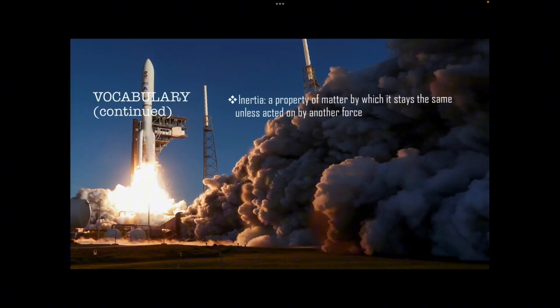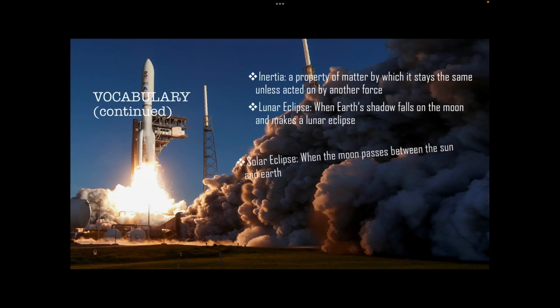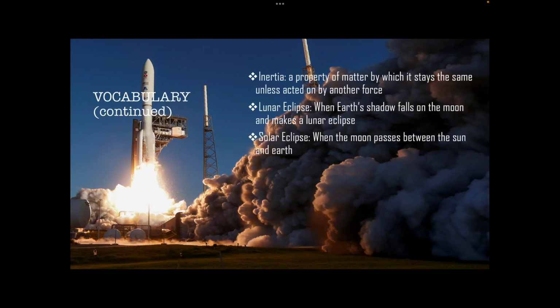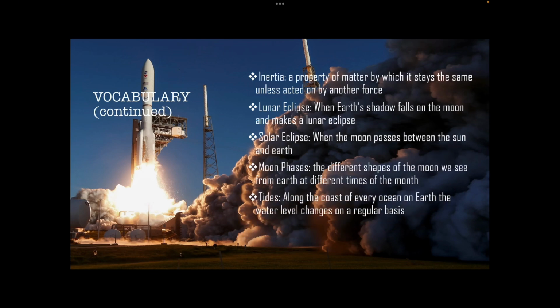Vocabulary continued. Inertia is a property of matter by which it stays the same unless acted on by another force. A lunar eclipse is when Earth's shadow falls on the moon. A solar eclipse is when the moon passes between the Earth and the sun. A moon phase is the different shapes of the moon we see from Earth at different times of the month. Tides are along the coast of every ocean on Earth, and the water level changes on a regular basis. And an aurora is an interaction of the solar wind and the Earth's magnetic field, basically like the northern lights.